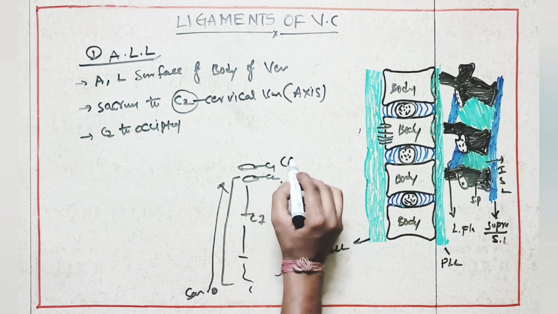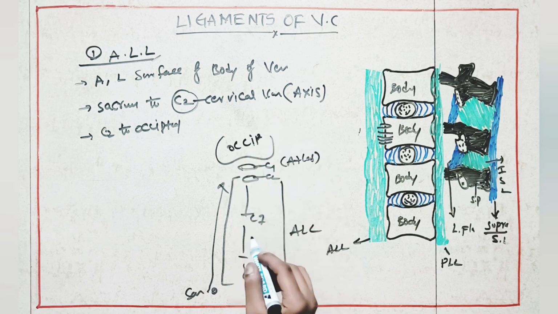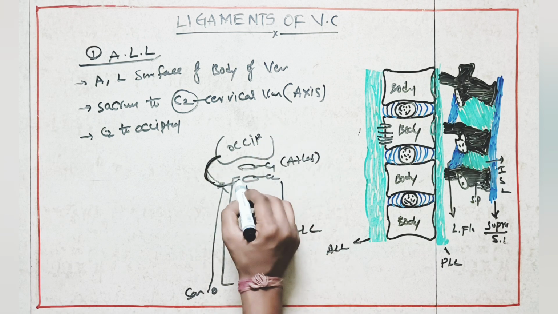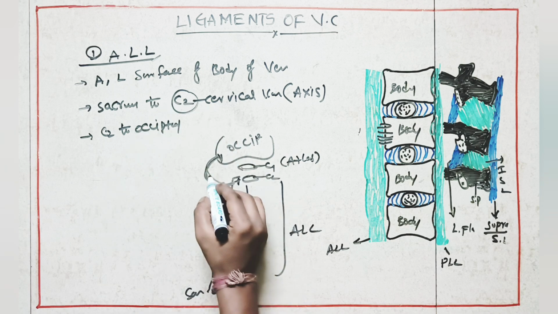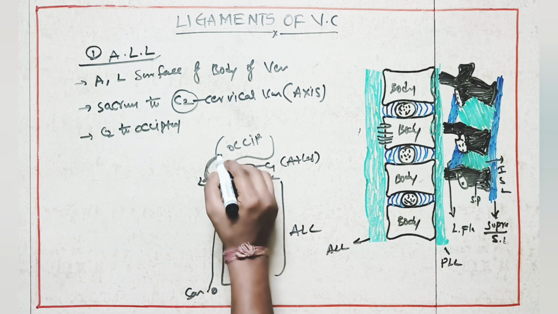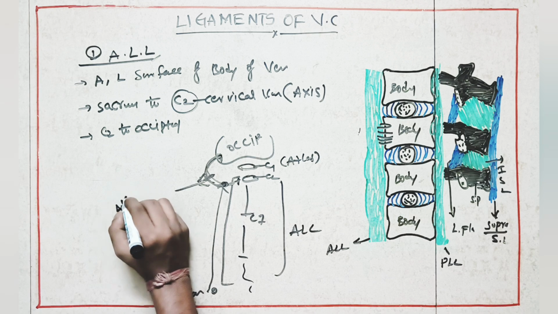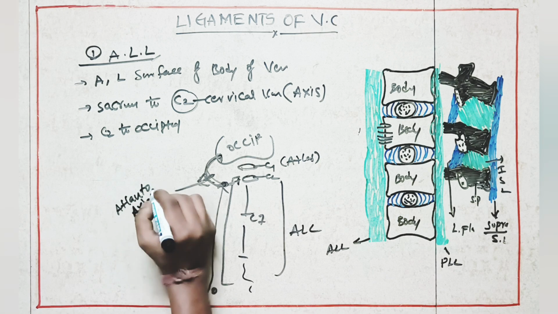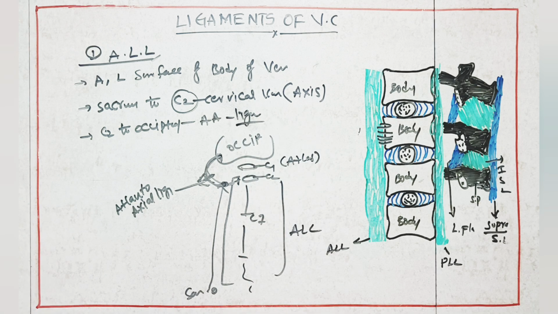C1 is nothing but the atlas. Here we will have the occipital bone. So from C2 to the occipital bone, the ligament is going to extend. Here this ligament is named the atlantoaxial ligament. Remember this, atlantoaxial ligament.